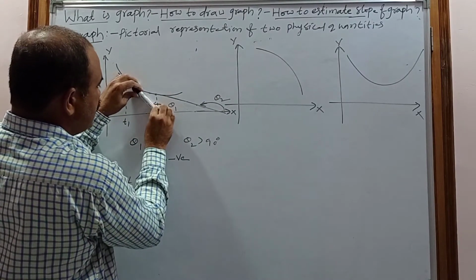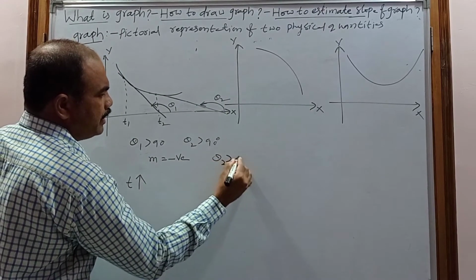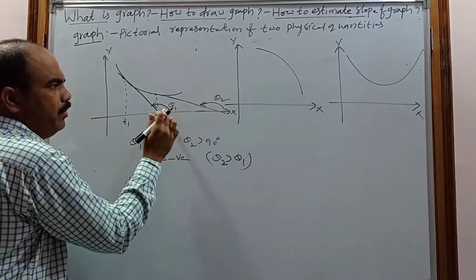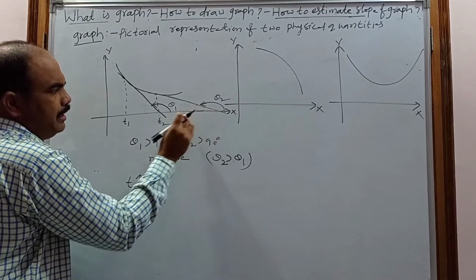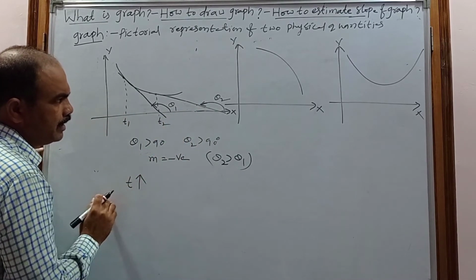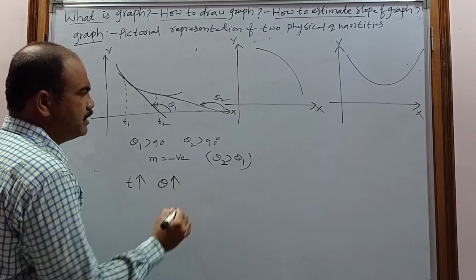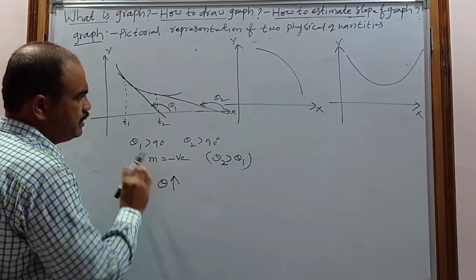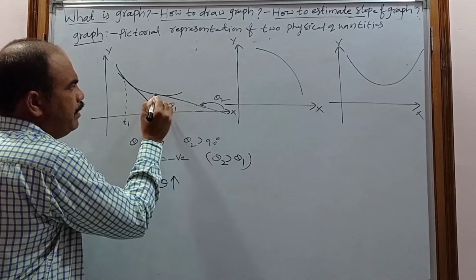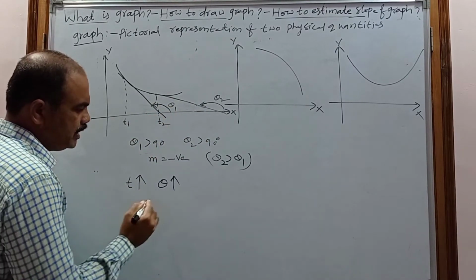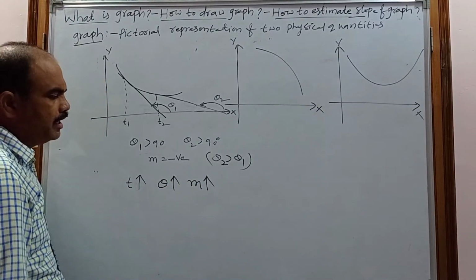So here the steepness is less, and here the steepness will be more. And here theta 2 is greater than theta 1. Theta 2 is the angle made by the tangent when the time is t2, and the time is increasing. So what is happening? The slope is also increasing. When the time is increasing, the slope is also increasing. Here theta 2 will be more, theta 1 will be less, where theta 1 is the angle made by the tangent at time t1. So that's why when theta is increasing, the slope also increases.